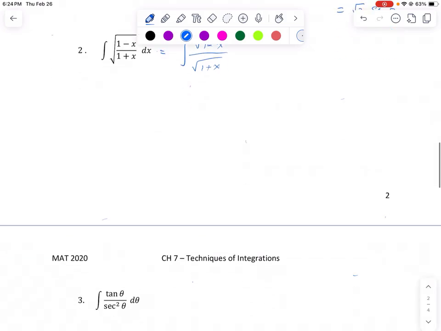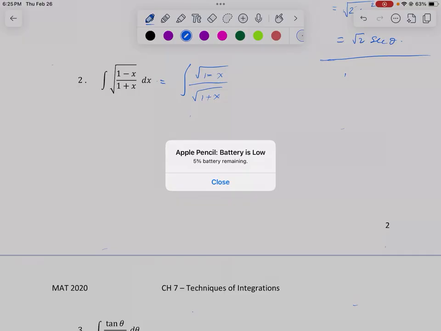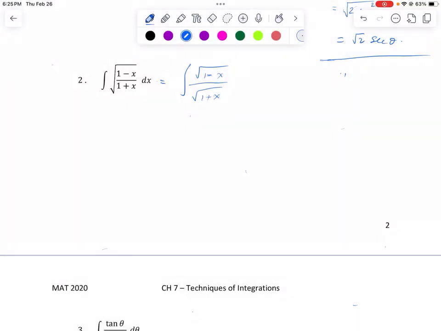What we cannot do, this is the properties of exponents: you cannot write square root of 1 plus x as square root of 1 plus square root of x. In the same way, you cannot write square root of 1 minus x as square root of 1 minus square root of x. You cannot do this. But the split over the quotient or the product we can do.